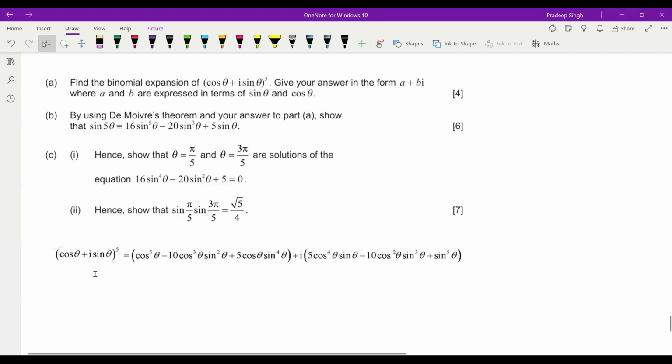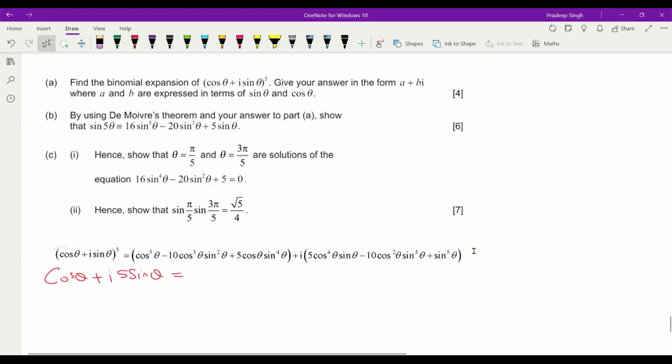We had expanded (cos theta + i sin theta)^5 in a + ib form. Now, according to De Moivre's theorem, the left-hand side of this expression can be written as cos 5 theta + i sin 5 theta. So let's write cos 5 theta, which is the real part, plus i times sin 5 theta. This will be equal to the entire expression on the right-hand side.